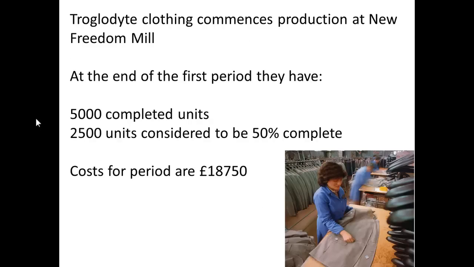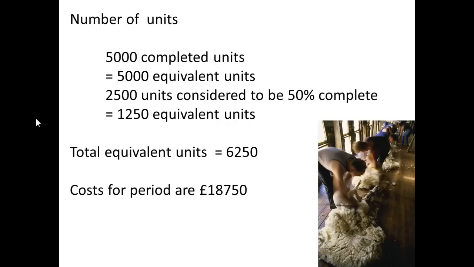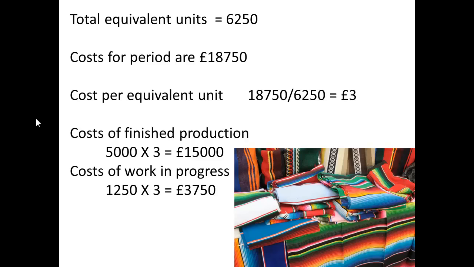Okay, let's consider a few examples here. Troglodyte clothing. At the end of the first period you get 5,000 completed units and 2,500 units considered as 50% complete, and the costs for that period are 18,750. Okay, first of all we need the number of units. We know we've got 5,000 equivalent units. If we've got 2,500 units that are 50% complete, that's another 1,250 equivalent units. I've multiplied 2,500 by 50%. So my total of equivalent units is 6,250 and my costs for the period are 18,750.